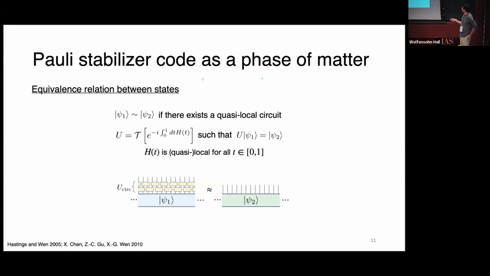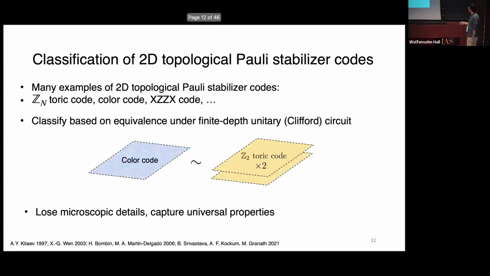And we consider two states which are connected by a quasi-local circuit the same because they share the same sort of universal properties, which I'll discuss in a minute. Okay. So toric code really represents a whole phase of matter, and it's a representative of that phase, which is particularly simple and easy to analyze. All right. So it's just one example of a Pauli stabilizer code, the toric code. There are many, many other examples of 2D topological Pauli stabilizer codes that people have come up with over the years. Color code, the XZZX code, etc.